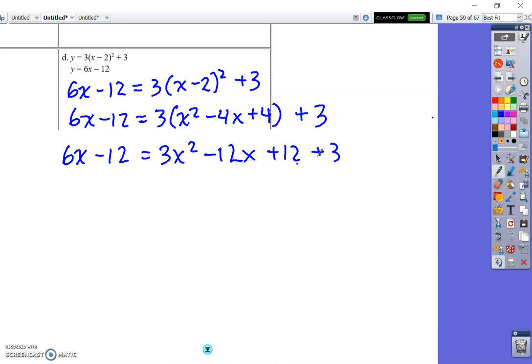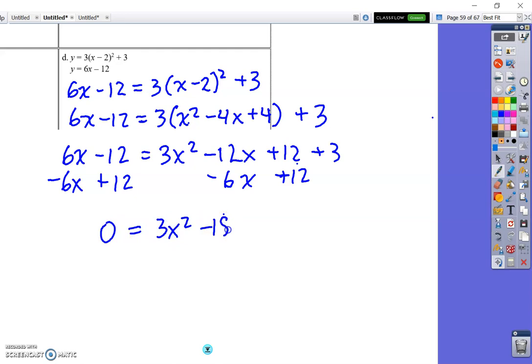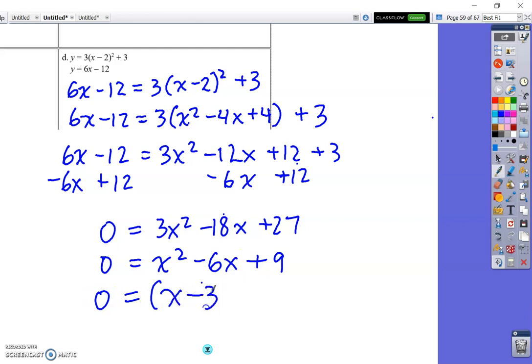I'm going to go ahead and subtract now, so I'm going to add 12 to 12 and subtract 6x from negative 12x, and I end up with 0 equals 3x squared minus 18x plus 24 plus 3. 24 and 3 combine to make 27. And so now I'm here. I'm going to rewrite this equation by dividing everything by 3. I get 0 equals x squared minus 6x plus 9, which is 0 equals (x minus 3) squared.